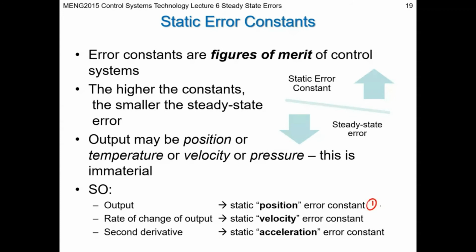That could get really confusing, but just remember that the static position error constant, this one, corresponds to the first output, if you like, that you're controlling, and the error associated with that output. The velocity one corresponds to the first derivative, and this acceleration is the second derivative.